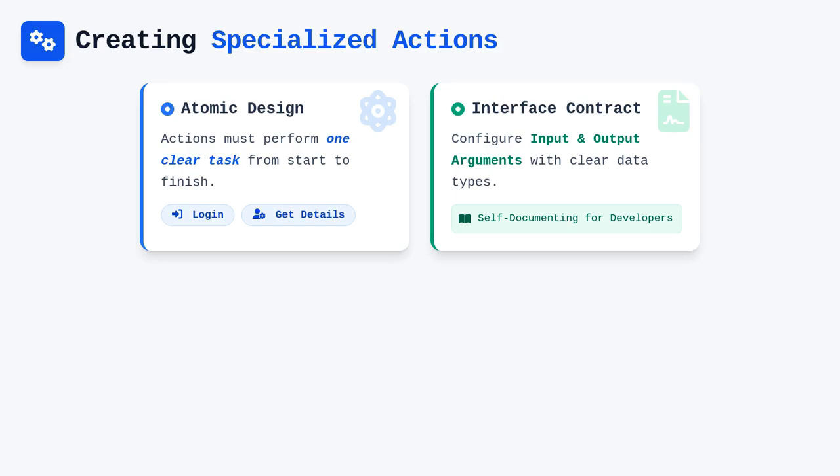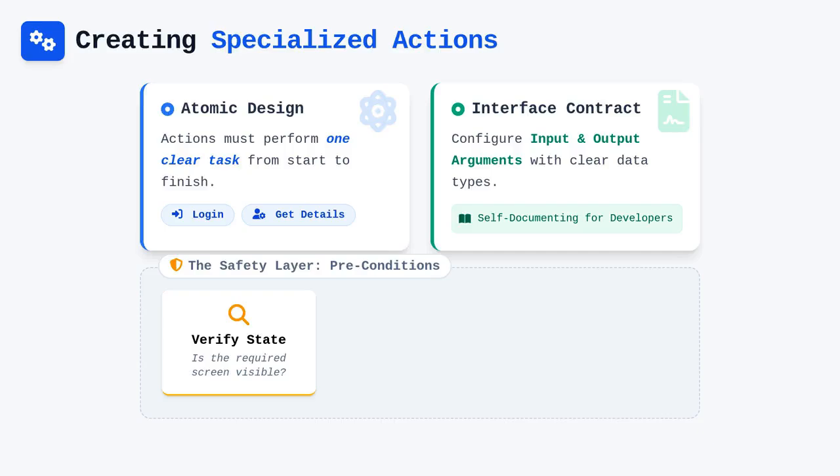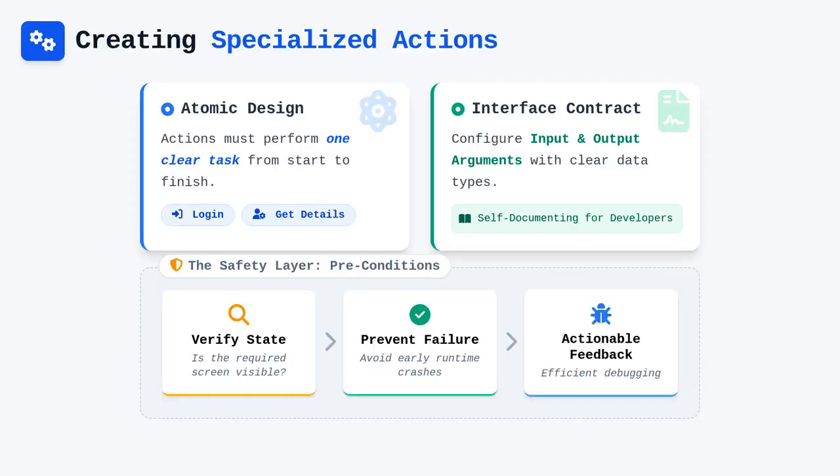Before executing the main logic of an action, you should always implement preconditions to verify that the application is in an expected state. If your action requires a specific screen to be visible before it can interact with a control, a precondition check prevents early runtime failures and provides more actionable feedback during debugging.